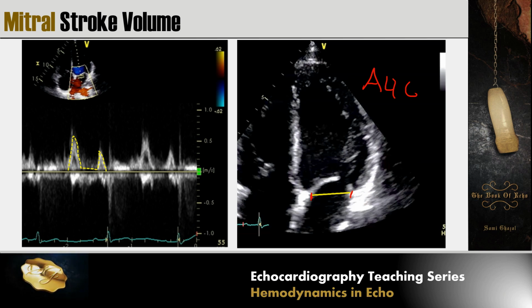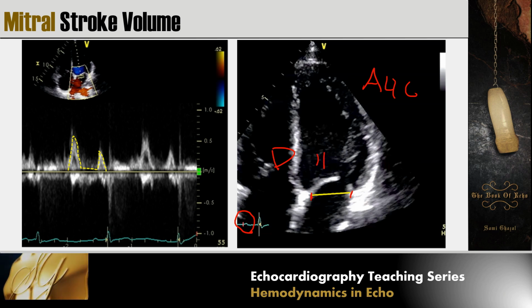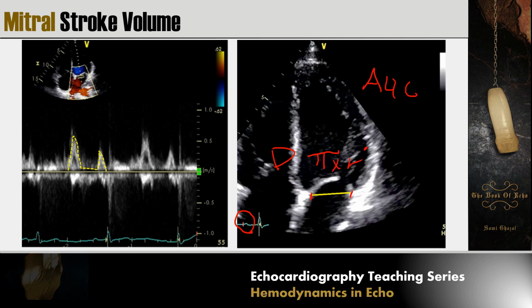the atrial kick. If you look here at the ECG, you will notice that this frame is paused before the A wave. So the mitral valve here will be semi-closed, and we will measure from insertion to insertion, and this will be the diameter. And from this diameter, we will get the radius, and the area of the circle is pi times r squared. So now we have the area here in square centimeters.